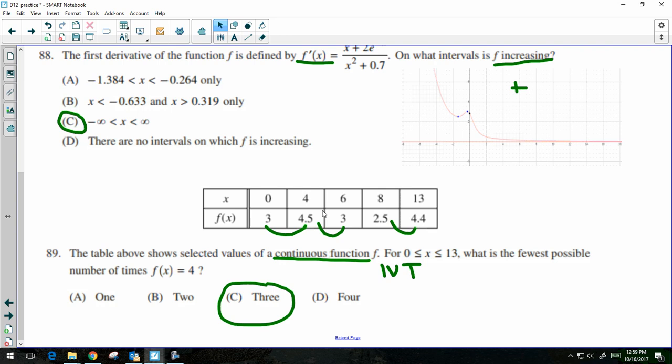89, they give us a table, and they tell us that it is continuous for these values 0 to 13, which means there's no skipping in between. So what is the fewest possible number of times f of x equals 4? Well, between 3 and 4.5 is a 4, between 4.5 and 3. There's no 4 between 3 and 2.5, but then again between 2.5 and 4.4. So because it's continuous, the intermediate value theorem guarantees that 4 will be in between those two numbers. So there's 3 times when this happens.